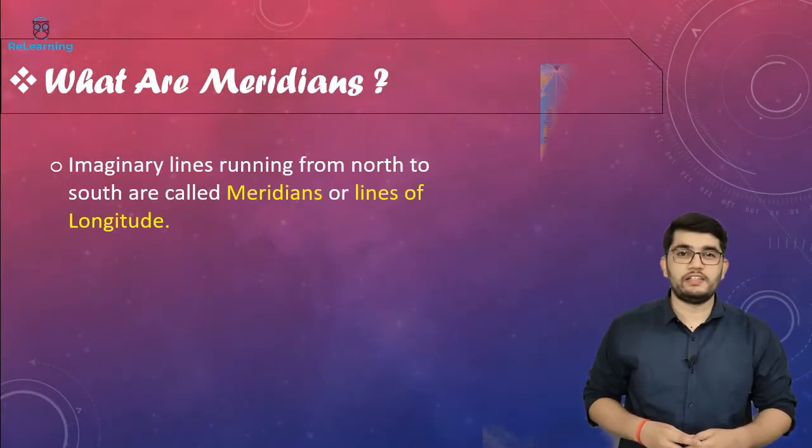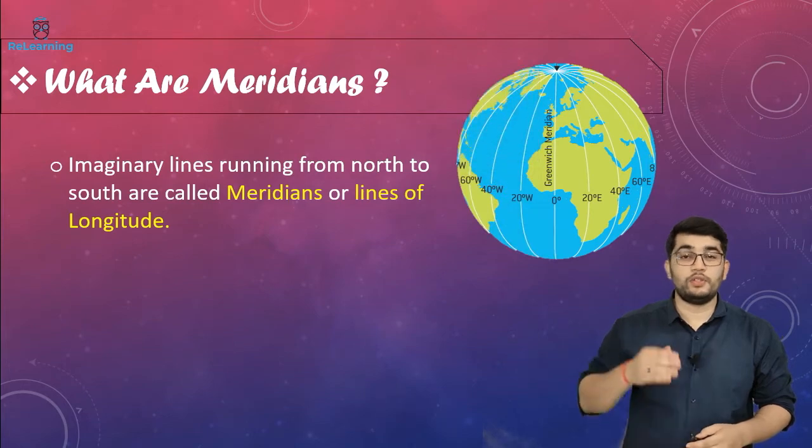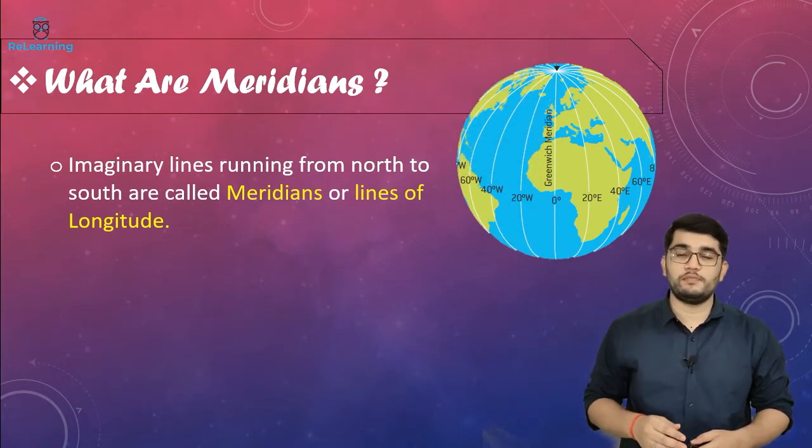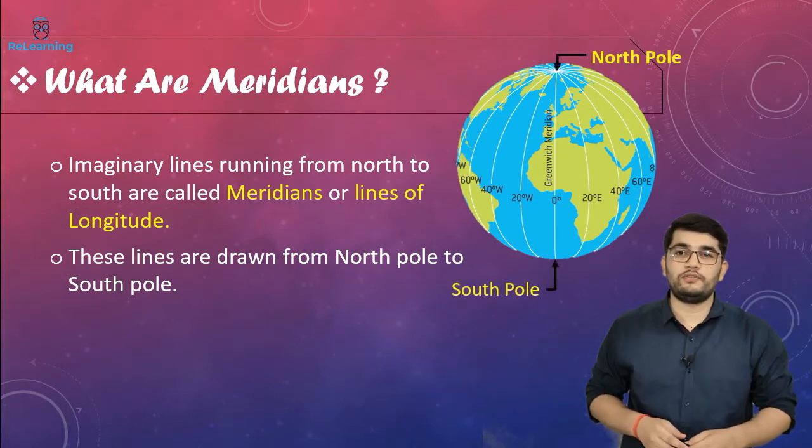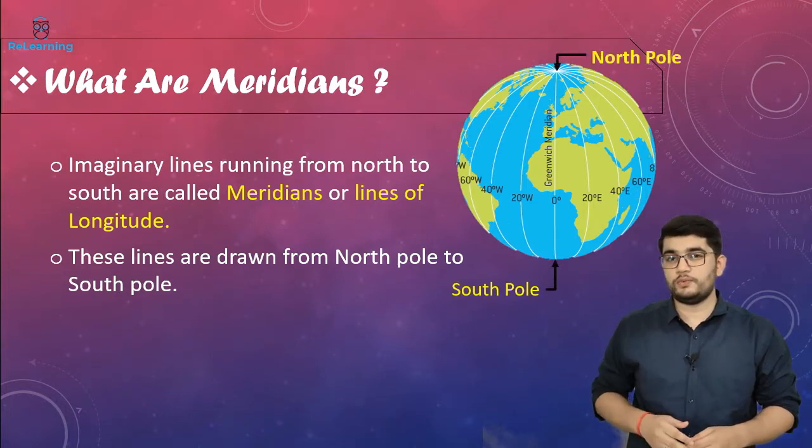Let's see what are meridians. Imaginary lines running from North Pole to South Pole are called meridians or the lines of longitude. Okay, these lines are drawn from North Pole to South Pole.